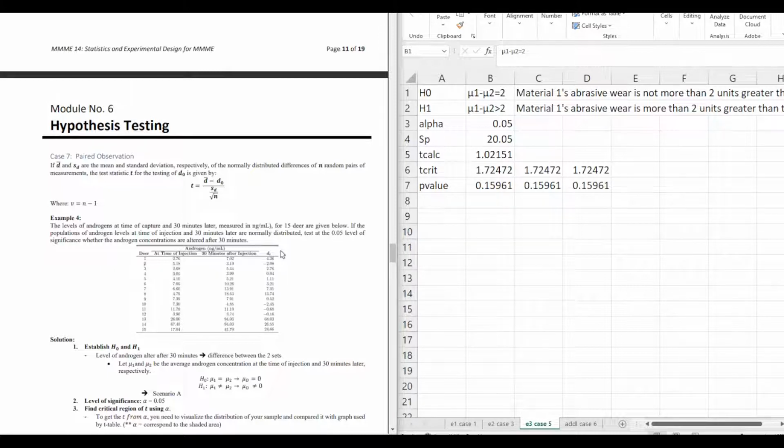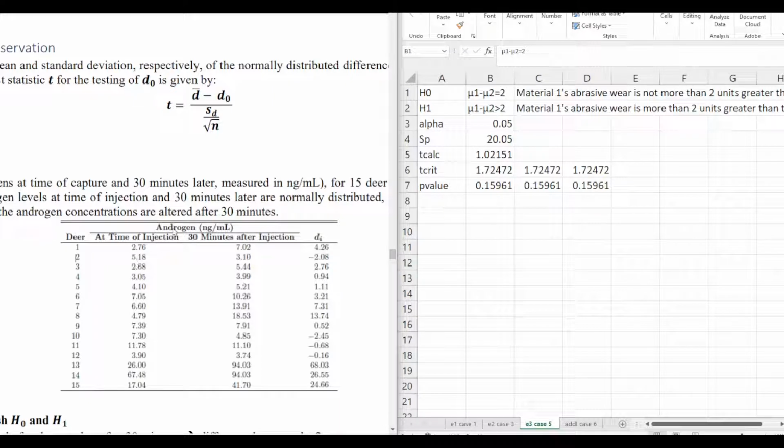So again, I discussed this a bit in our live synchronous session earlier. We said that whenever you have a before and after type of arrangement or data set, then that is most likely a paired observation setup. So this is exactly like that. We have before and after. The before is at the time of injection, and the after is 30 minutes after the injection. So you'll know that it is paired observation.